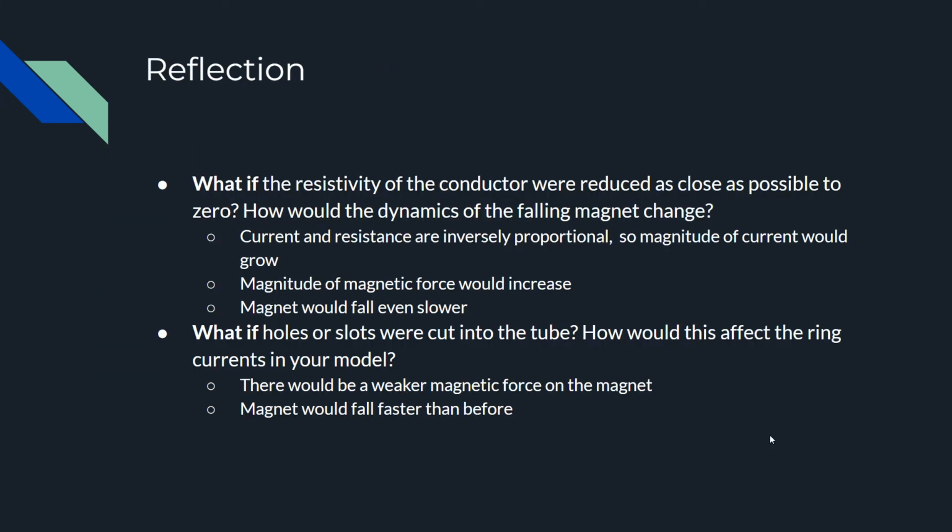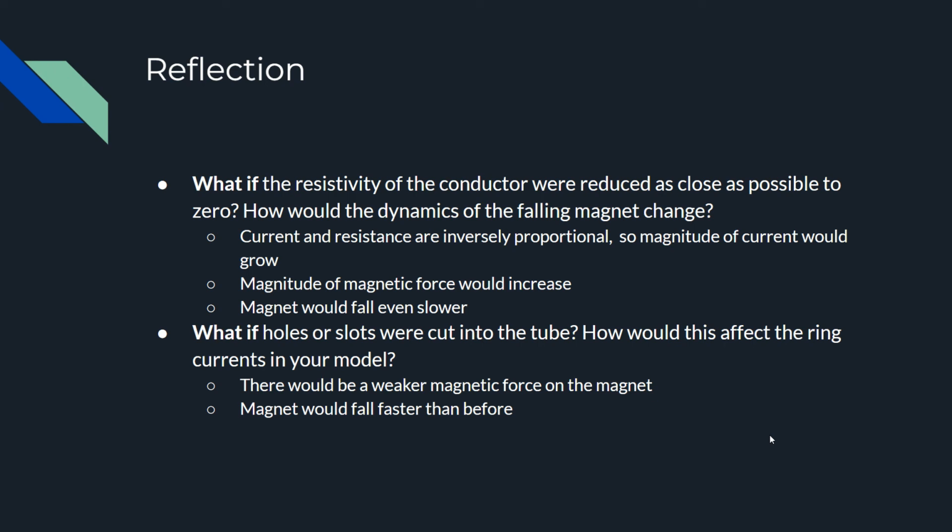So, in reflection, we ask the question, what if the resistivity of the conductor were reduced as close as possible to 0? How would the dynamics of the falling magnet change? The current and resistance are inversely proportional, so the magnitude of the current would grow, the magnitude of magnetic force would increase, and the magnet would fall even slower.